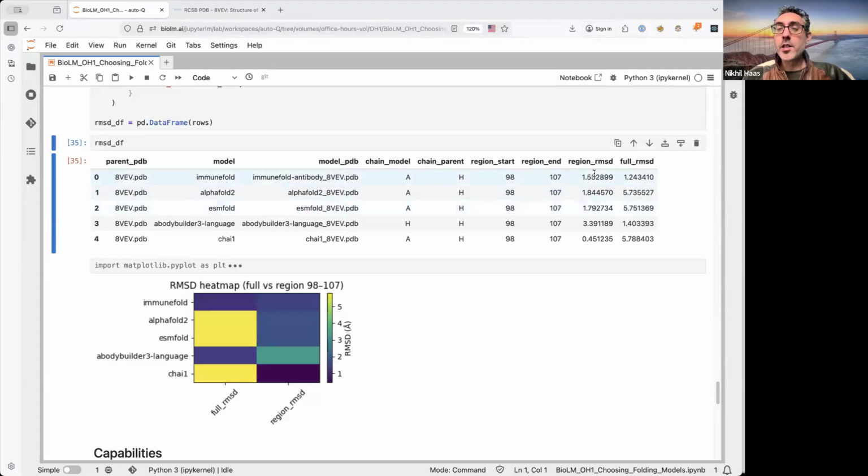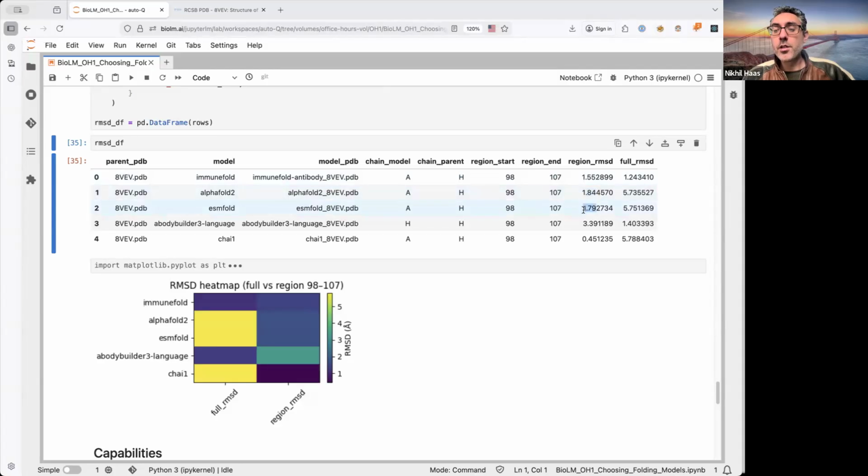Now, for looking at the CDR3 region, which is really kind of the most important, there is something interesting. So ImmuneFold, the RMSD there is 1.5, which is second best, possibly; we'll look at Chai in a sec. AlphaFold, pretty decent RMSD within the CDR region.